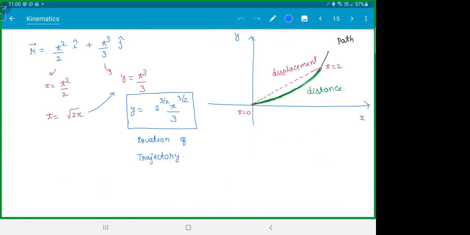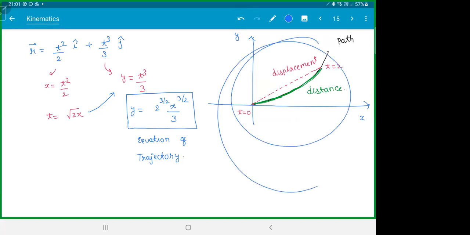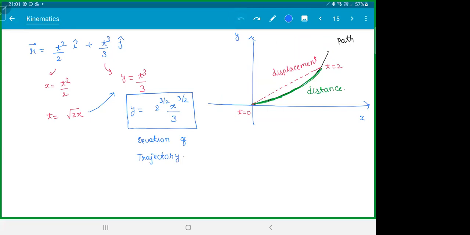If you actually try to draw the path of this particle, the i cap will give you the x coordinate and the j cap will give you the y coordinate. From there, I can eliminate time and I end up with something of this sort: y proportional to x power 3 by 2. This is called the equation of trajectory, meaning the particle is going on a curve which is proportional to x power 3 by 2. So when you take initial to final, the red line here, what you're getting is actually the displacement. The green line is the distance.